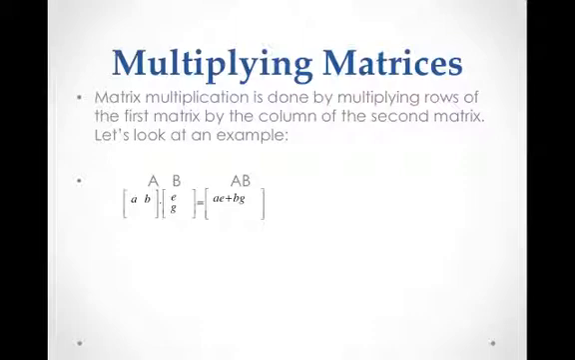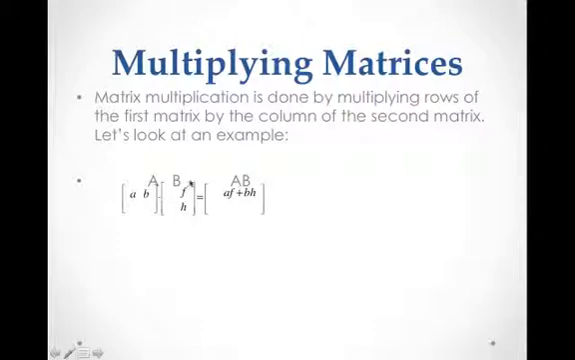Okay, now we're going to do the first row of A times the second column of B. So we're going to do AB times FH. So you do the first element of that first row, so we do A times F, and then we do plus, and then we move to the second element, so we do B times H. And so the element in AB is going to be AF plus BH.